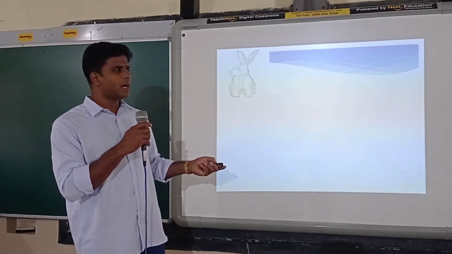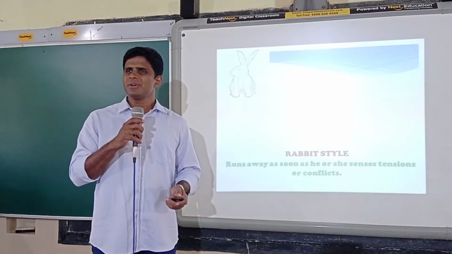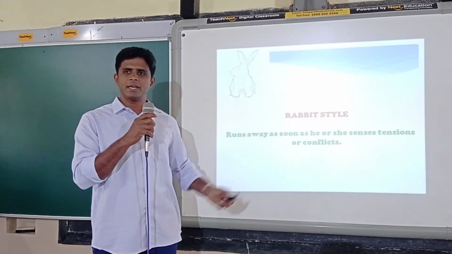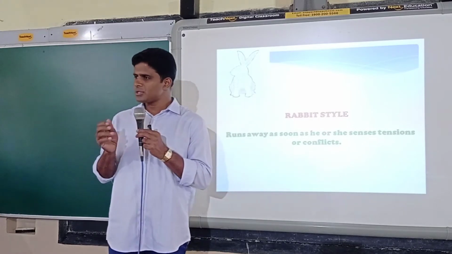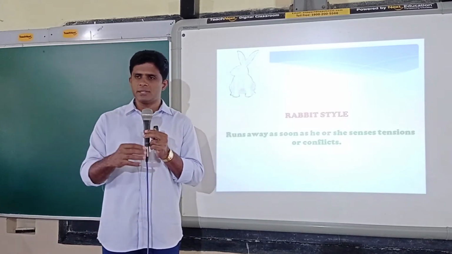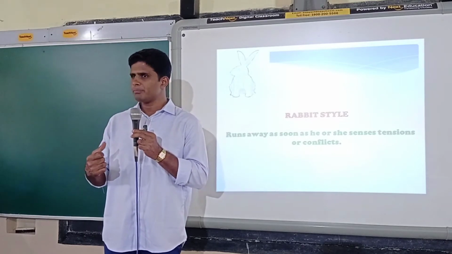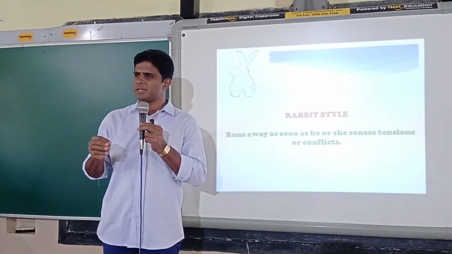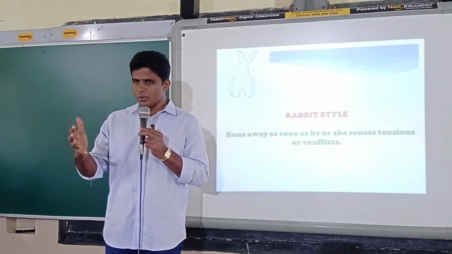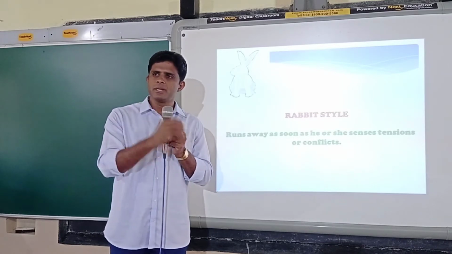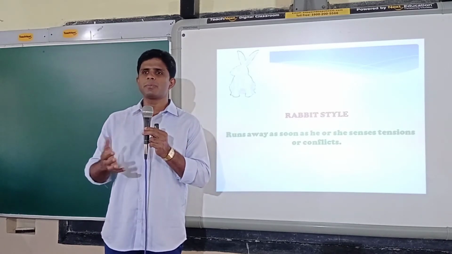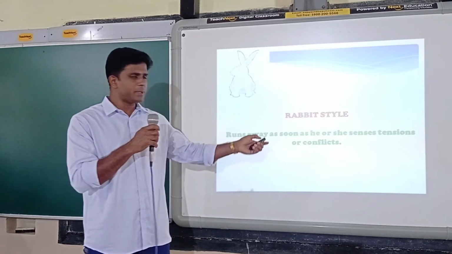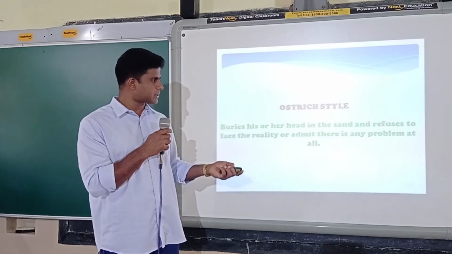Then we have the rabbit style. This kind of people run away as soon as he or she senses tension and conflict. The rabbits, when they feel that there is danger, they will never expose themselves. But what will they do? They will run away. There are community members in our own communities. When a problem or a conflict or an issue comes, they will be inside their room. It's very difficult to bring them out from their rooms. Their style is rabbit style, running away from the conflicts.